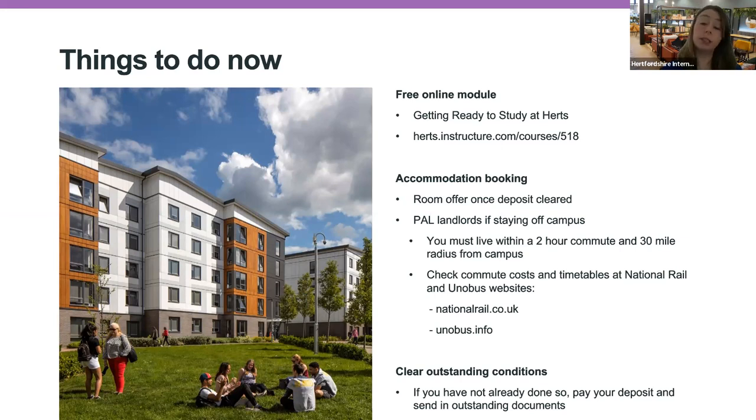If you do look to live a bit further away, you need to check out the train timetables, the bus timetables. How much is that going to cost you? If you're looking to get the train, you need to look at peak times as well to get there for your morning lectures. But as we've said, on campus is always the preferred route as well. You don't need a UK guarantor. Your bills, contents insurance and Wi-Fi are included as well. So just a few things to think about now.